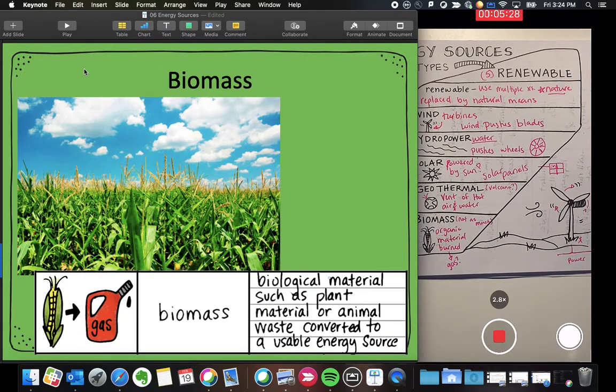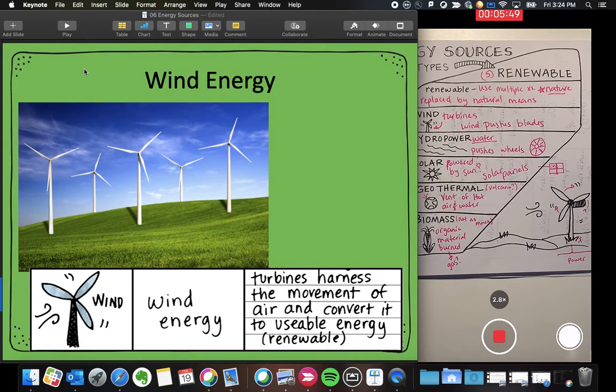So we get into our pictures. There's nothing to write here. We're just kind of reviewing what we just said. So biomass, corn is the biggest one, but animal waste like cow poop is collected and burned, and then the heat and the liquids that are left over from it are used as a gasoline. Wind energy, our turbines, harness electricity by the spinning of their blades.